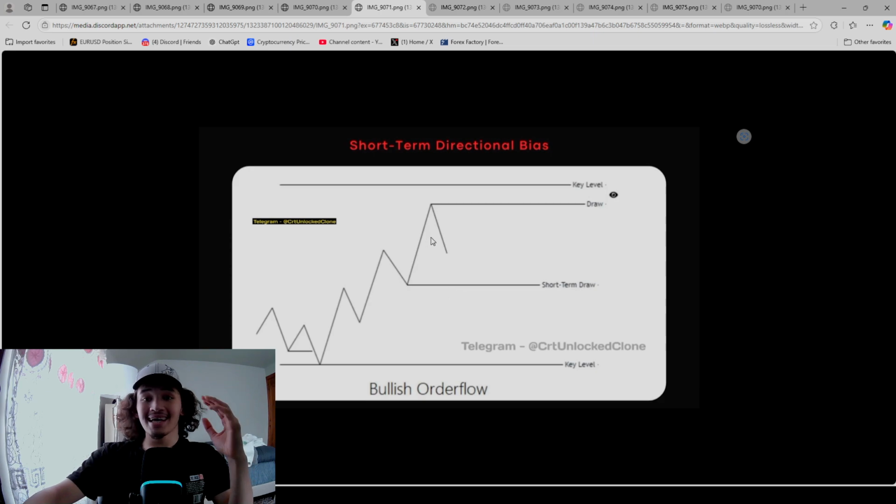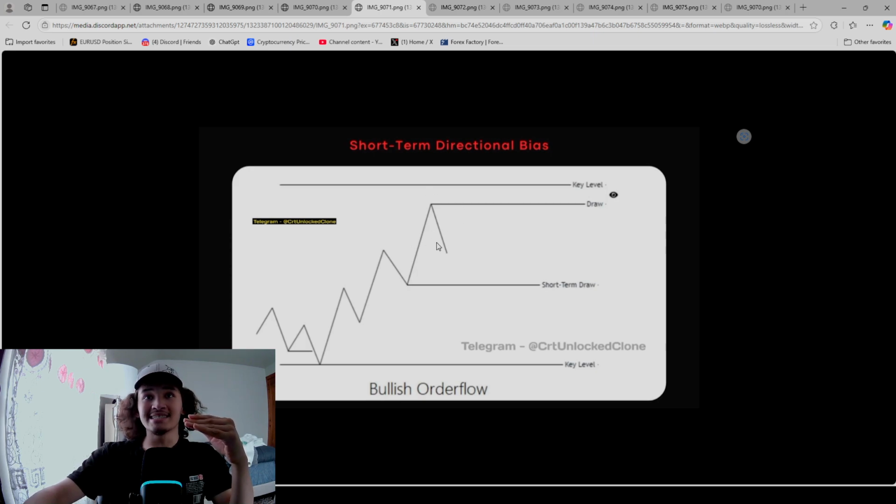Because market can't just go up. There must be a reaction to the downside. Let's just say there's a daily IRL to ERL, so there's an IRL here as you're going to ERL. If you are looking towards the higher time frame drawn liquidity, which is the daily or the weekly, let's just say weekly is upside.